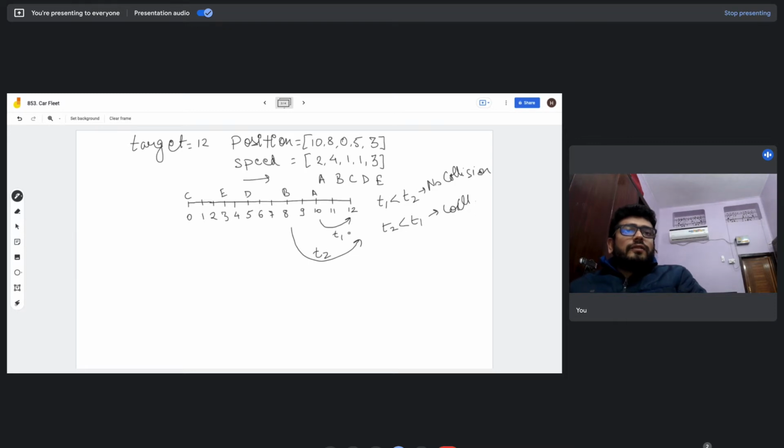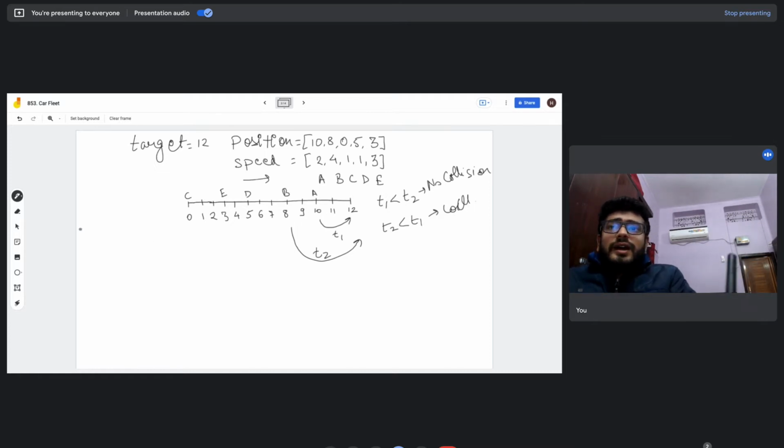So what we are going to do is first find out how much time it takes for each of these cars to move towards the final destination one by one, starting from the car which is closest to the target towards the car which is farthest from the target, and then moving in this direction. We are going to calculate how much time each of these cars takes to reach the destination, and via this we can find out how many collisions are going to happen. So let's take a look at it.